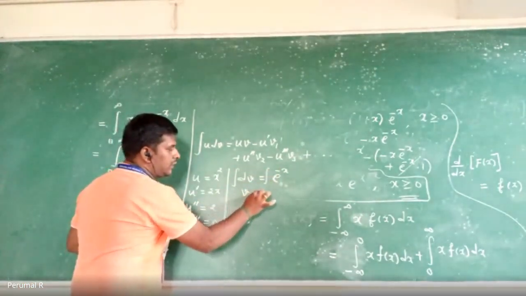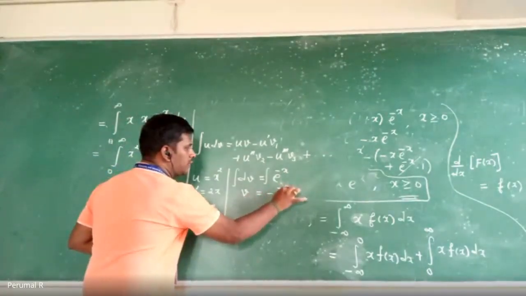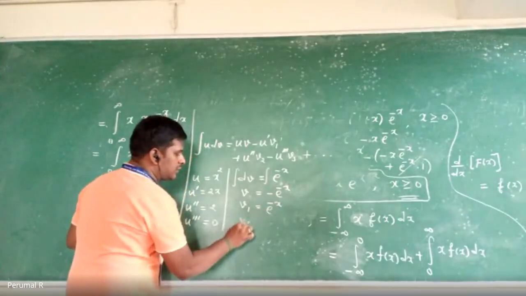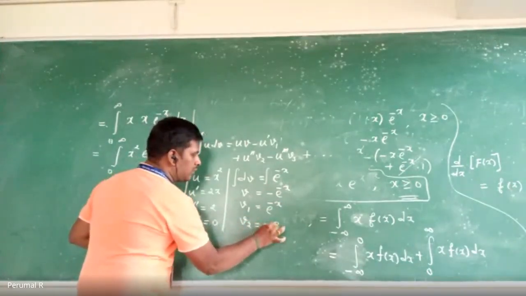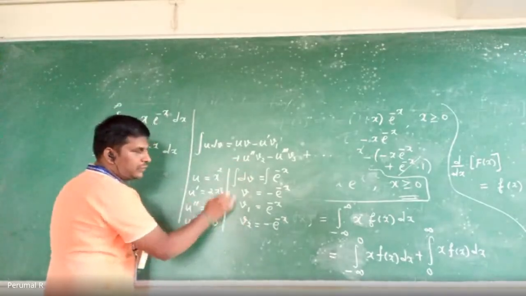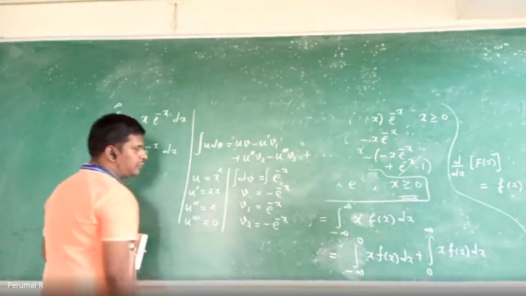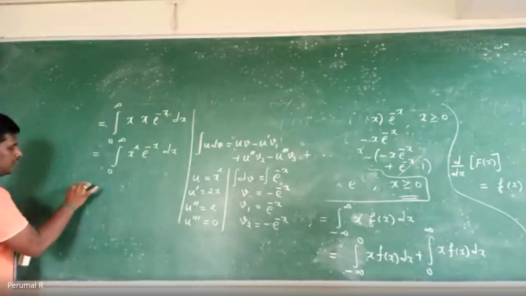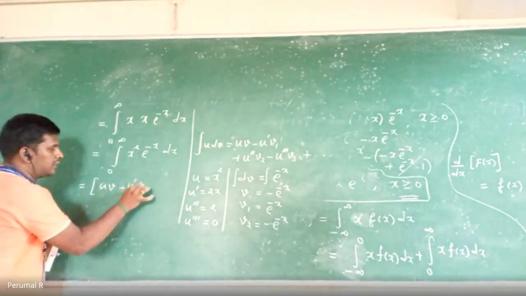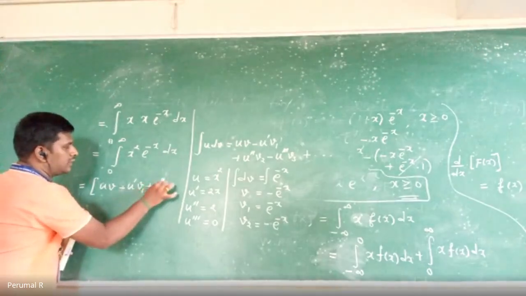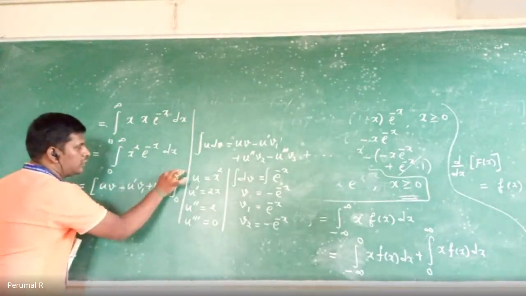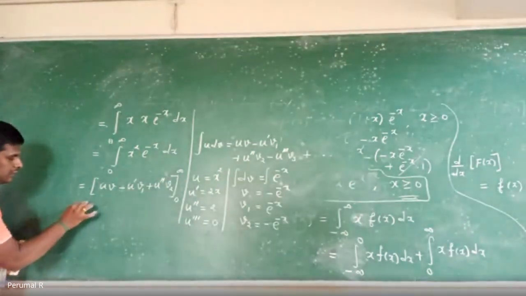Now integrate here. V equal to minus e to the power minus x, V1 equal to plus e power minus x, and V2 equal to minus e power minus x. So the formula exists up to U double dash V2; therefore you can stop here. Now write the formula: U into V minus U dash into V1 plus U double dash into V2, with limits from 0 to infinity.